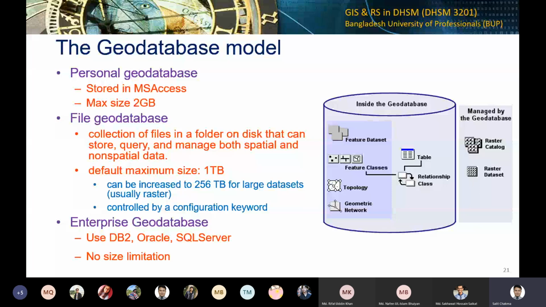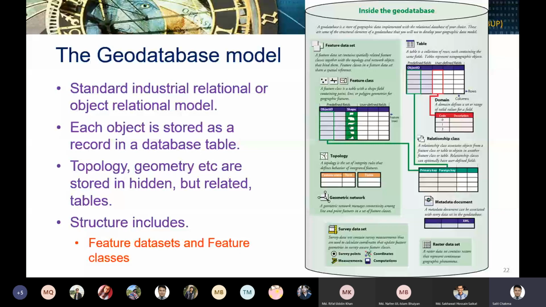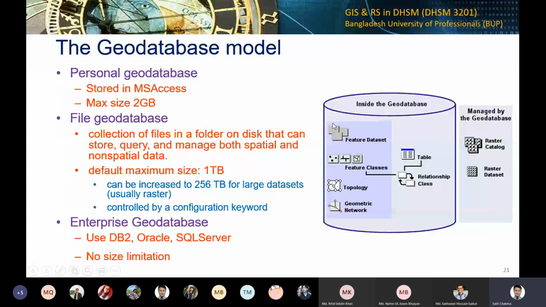Okay, so in a moment I will show you personal geodatabase and file geodatabase. So that's the geodatabase model. Have a look into this. So this is feature dataset. You have multiple features. Let's say you have point, line, and polygons, and you group them. These are the feature classes. You group them together, and you get a feature dataset.